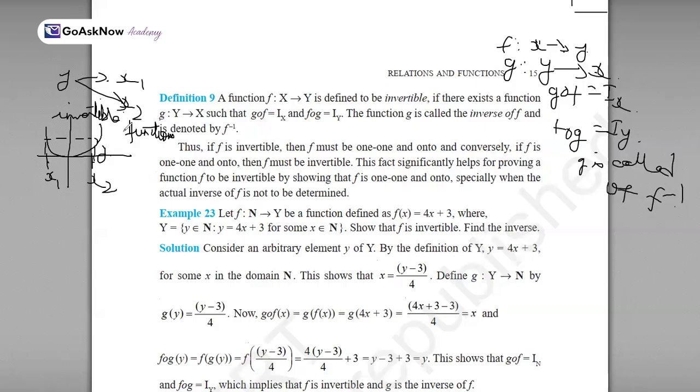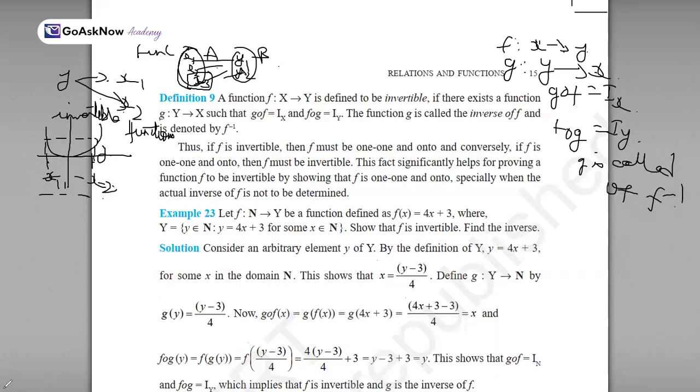Onto, why? Because if any element of set B remains unrelated, like you have x1, x2, x3, some element will not be related to y2, so it will remain without a relation to any element of this. So it will not be a function, because in a function all the elements of set A must be related to some element of set B. That is why both conditions, onto and 1-1, should be fulfilled here.